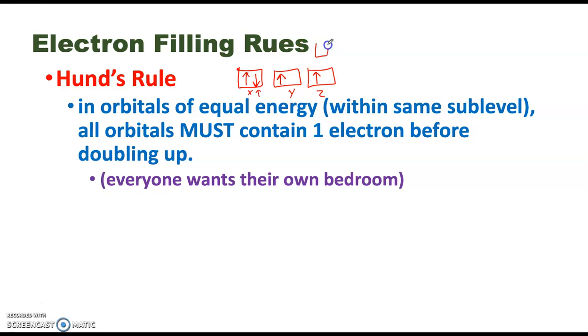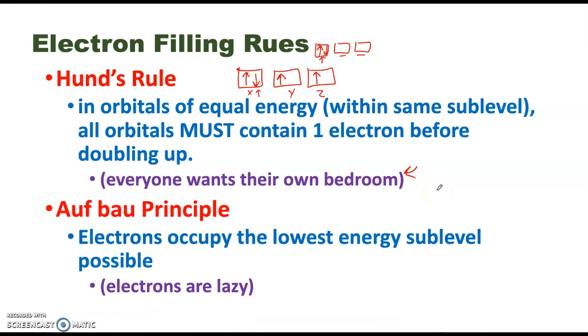But I wouldn't go like this. I would never fill it up like this. They would never double up while there's still empty orbitals that are of equal energy. The electrons like to spread out. And again, Mr. Crone's upside down dorm room, that's his example there.